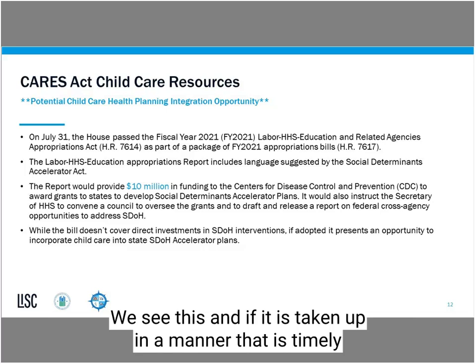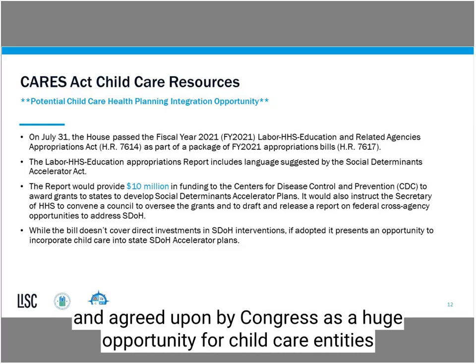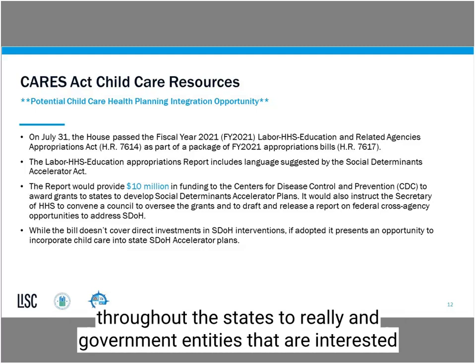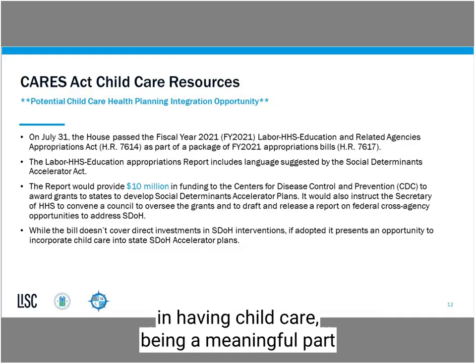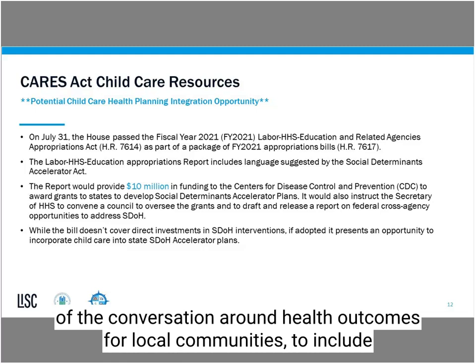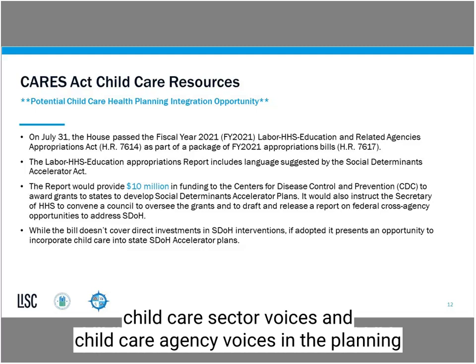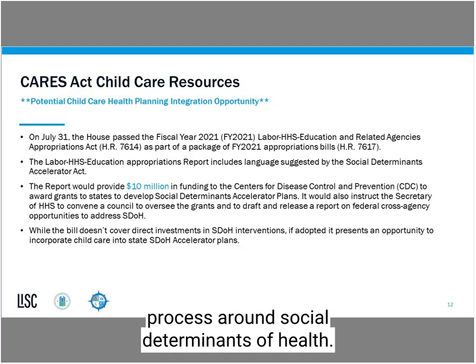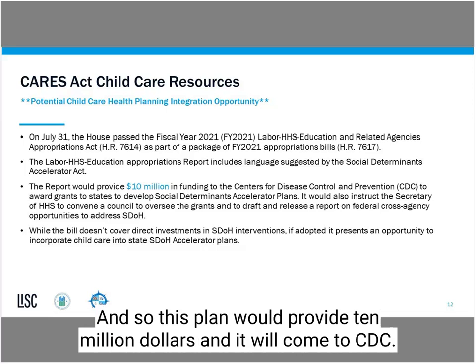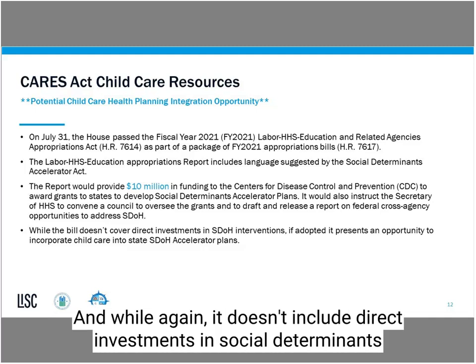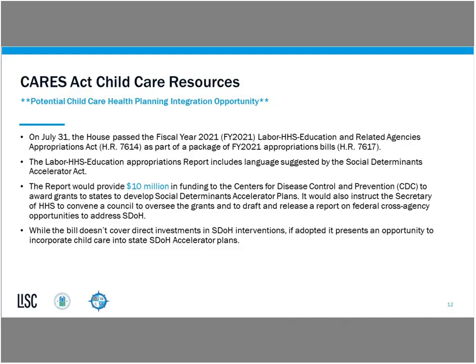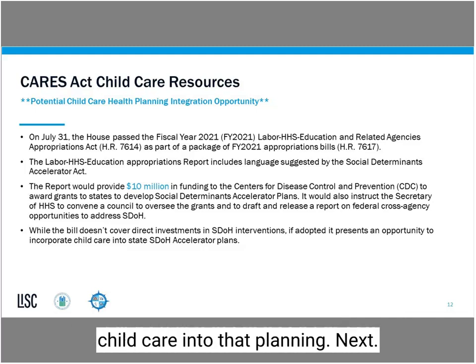We see this, if it is taken up in a manner that is timely and agreed upon by Congress, as a huge opportunity for childcare entities throughout the state, and government entities that are interested in having childcare be a meaningful part of the conversation around health outcomes for local communities. To include child care sector voices and child care agency voices in the planning process around social determinants of health. And so this plan would provide $10 million and it will come through CDC. And while it doesn't include direct investments in social determinants of health, it's a real opportunity to incorporate child care into that planning.